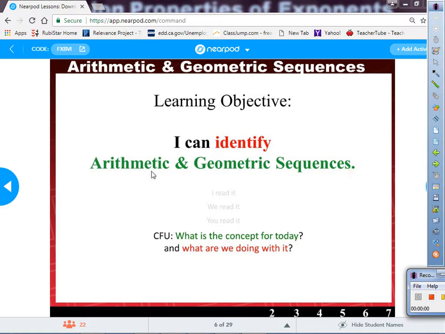Today, I can identify arithmetic and geometric sequences. You can read it together. 1, 2, 3. I can identify arithmetic and geometric sequences. So what concept are we on? Arithmetic and geometric sequences. What concept? Yes. So we started with this one already over the weekend.